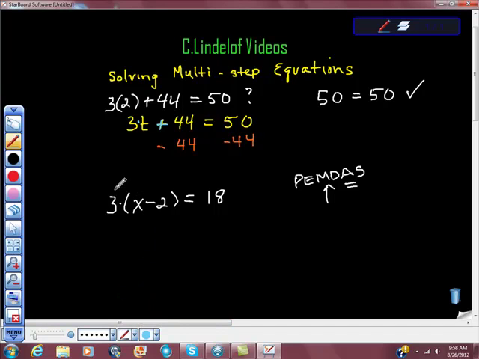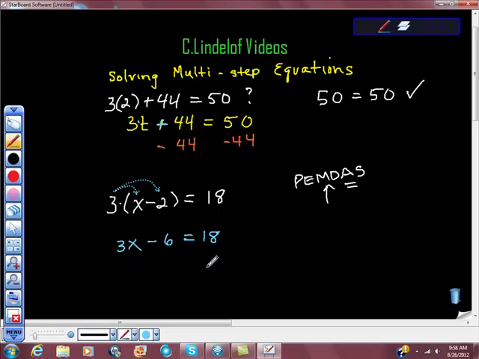So what I'm going to do here is the most obvious way, I think, and I'm going to distribute this 3 to the x, and I'm going to distribute the 3 here. If you remember in the last problem, I said we should simplify before we do any other math. So I'm just simplifying my math here. 3 times x is 3x. 3 times negative 2 is negative 6, isn't it? Is equal to 18.